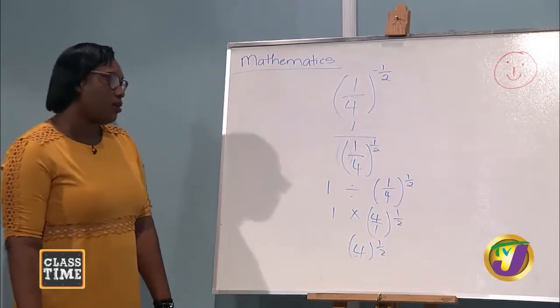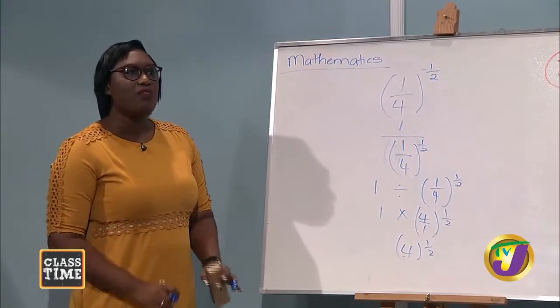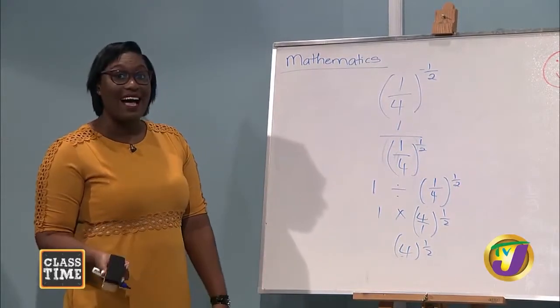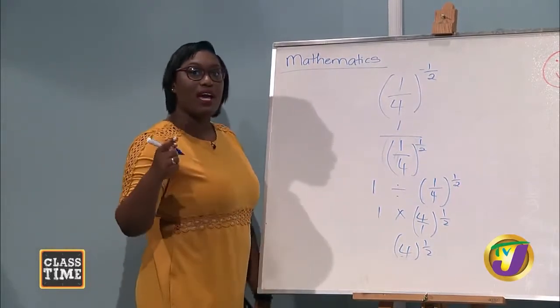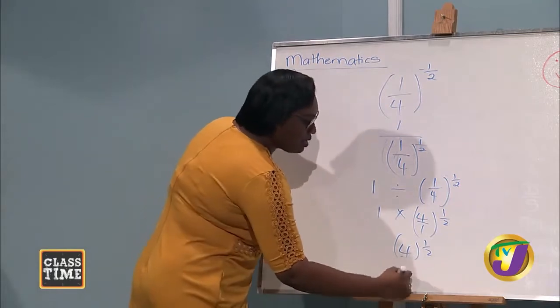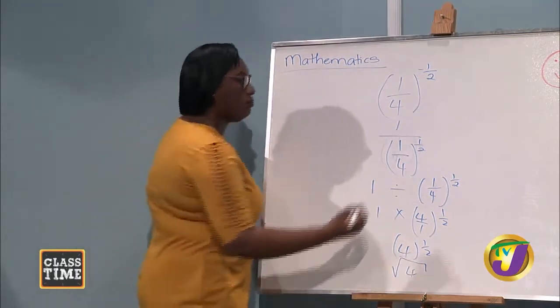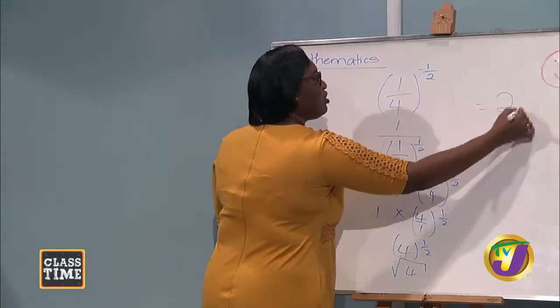So any number raised to a fractional power, and in this case, because the fractional power is a half, we're now going to find the square root of this number. So we're going to find the square root of 4, which is 2. The square root of 4 is 2, all the way up here. 2.